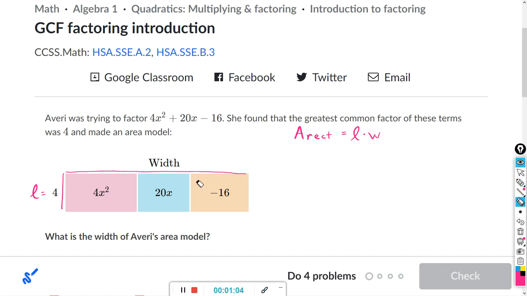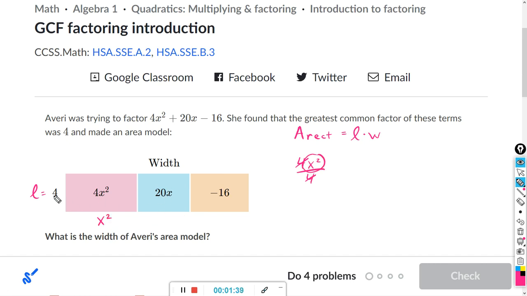And the idea for problems like this one, in order to find the width, because these numbers inside the rectangles are the areas, you just want to divide each one by 4. Okay, so first we have 4x squared divided by 4. Okay, and 4 divided by 4 cancels. And we're just left with the x squared.